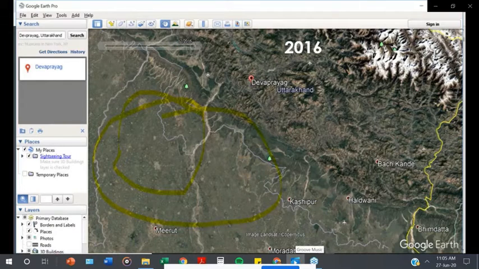Now, how does this make a difference? Why should we be bothered? I mean, the main river channels are definitely there. How does it make a difference? Well, okay, let's try and look at it this way.